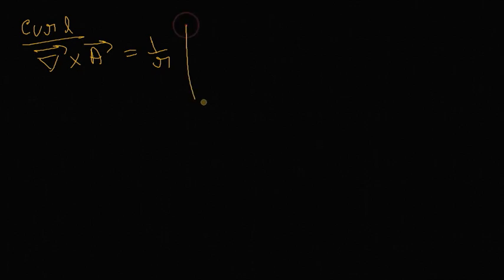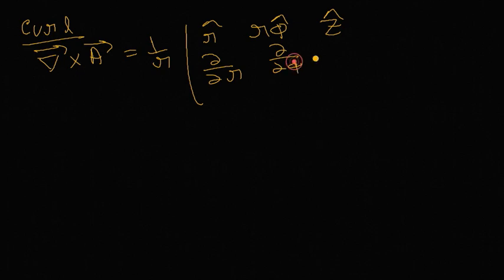Now if we take curl, that will be del cross A equal to 1 by r times the determinant with rows r cap, r phi cap, z cap; del r, del phi, del z; A r, r A phi, A z.